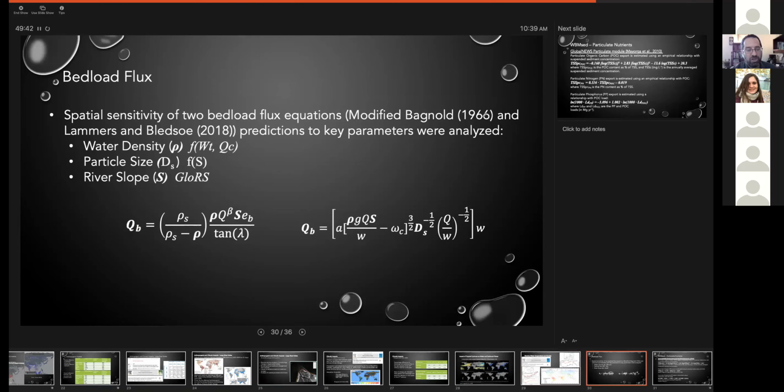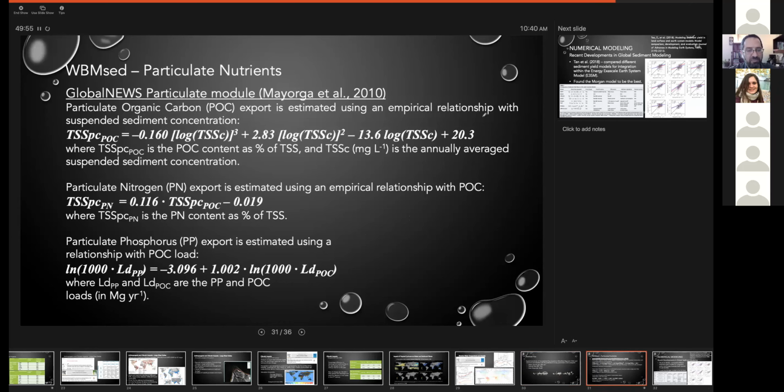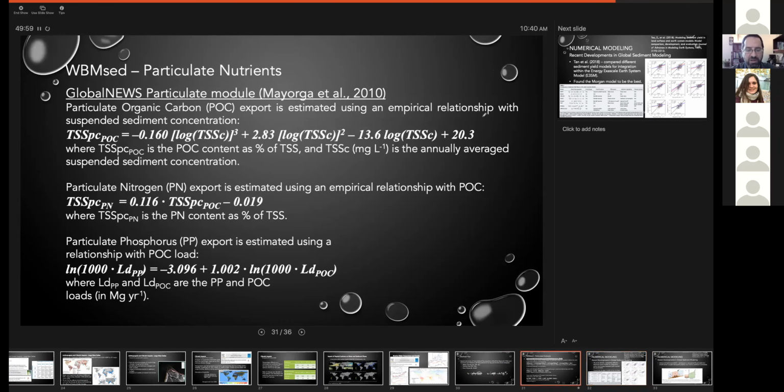I mentioned that we added a bed load component to the WBM SED model, and this is a paper I'm currently working on. For the sake of time, I'm going to move on and just mention the particulate nutrient component that we have for the model.